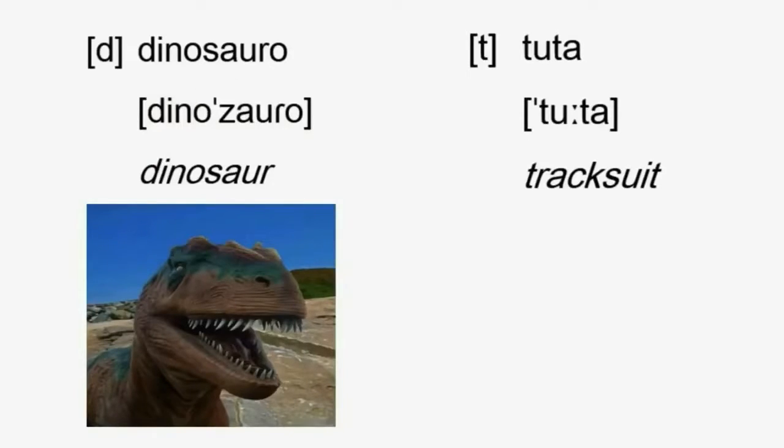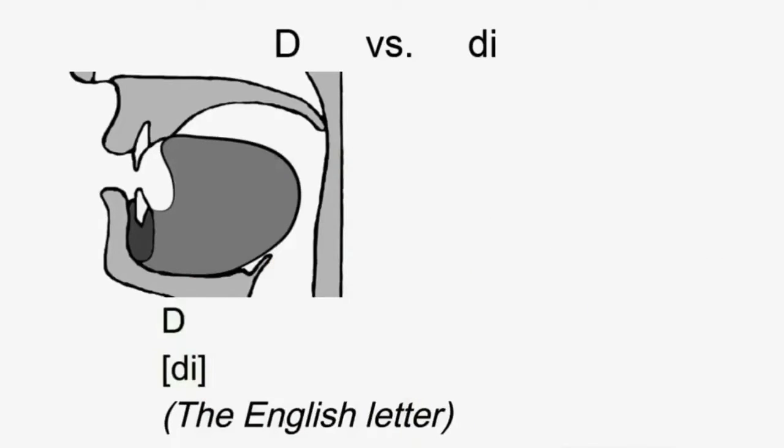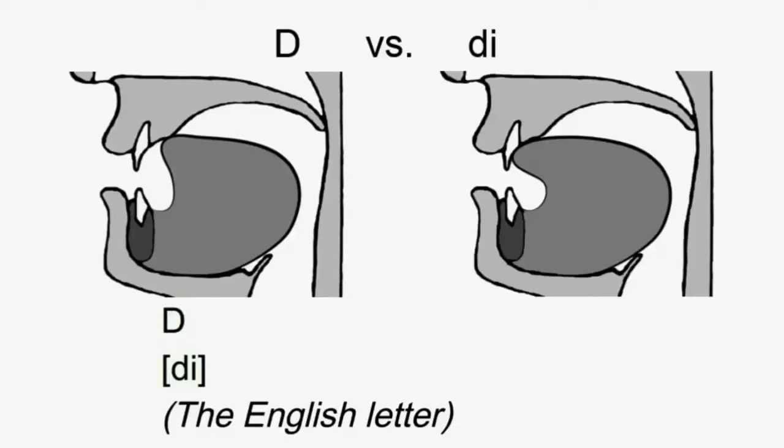Now if you're comparing these consonants in English and Italian, you can try comparing Italian's D with English's D. If you pay close attention, you'll notice that in the English word, the very tip of your tongue hits your alveolar ridge, that ridge right behind your front upper teeth. D.